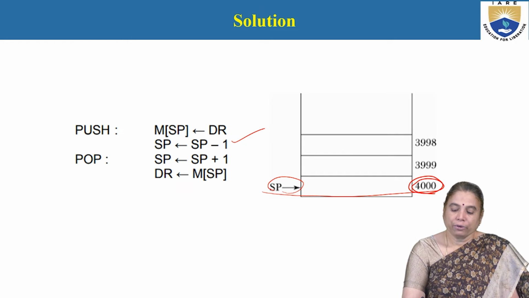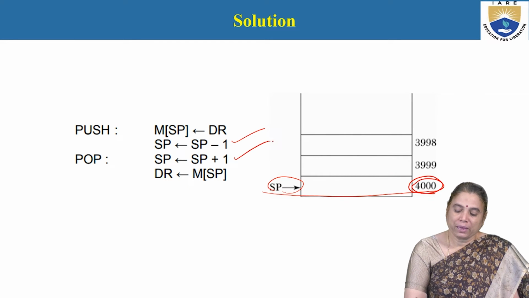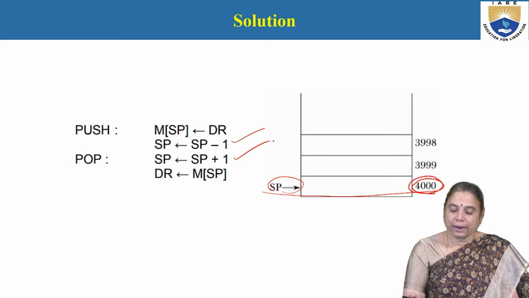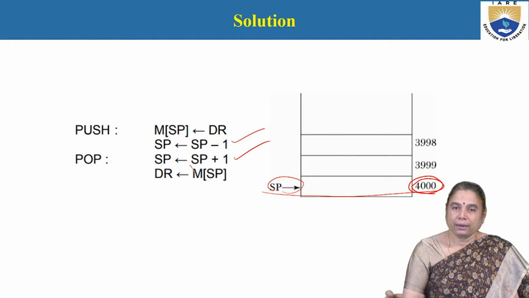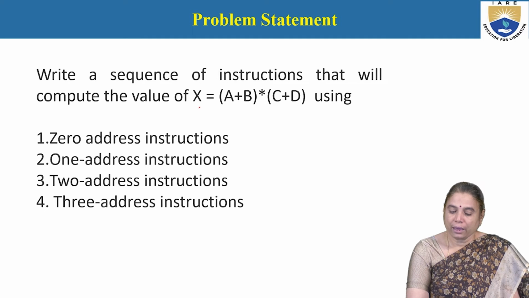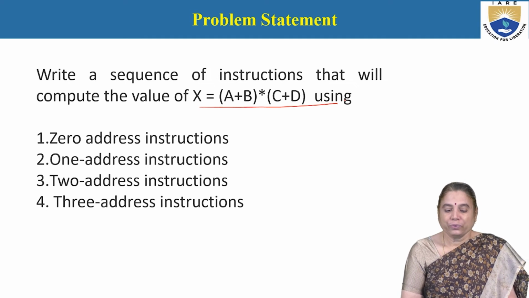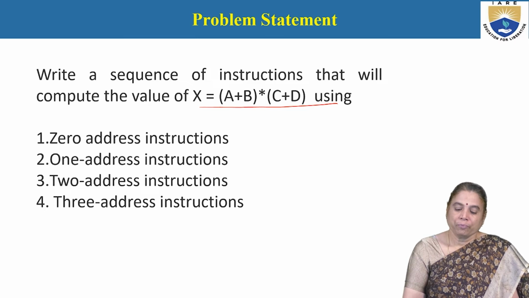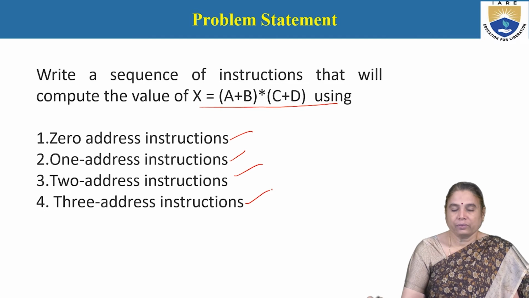So here, in order to move the SP to the 4000 location, the stack pointer is incremented first. Then the data pointed to by the stack pointer is fetched from memory and stored in the data register. Next, write a sequence of instructions that will compute the value of X equal to A plus B into C plus D using 0 address, 1 address, 2 address, and 3 address instructions.